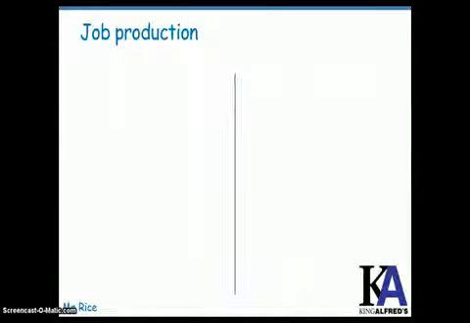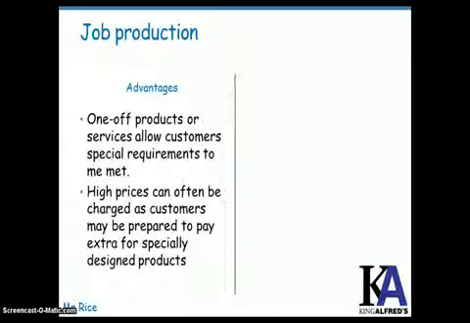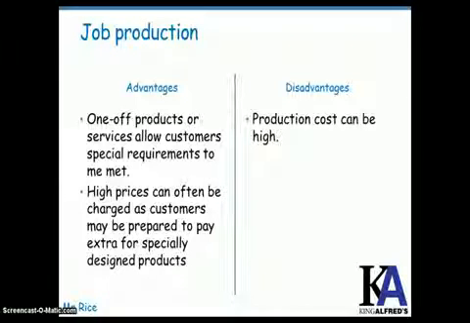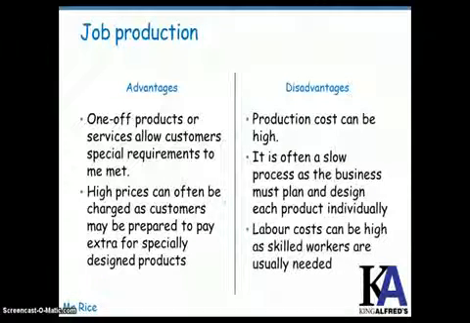Job production has a number of advantages and disadvantages. Advantages may include one-off products can be specialized to meet the customer's requirements. And high prices can sometimes be charged because customers are more willing to pay a higher price if it's specialized for them. Disadvantages include production costs can be very high, and it can be quite a slow process because the business must plan and design and produce each product individually. And also, labor costs can be extremely high as skilled workers are usually needed for this method.